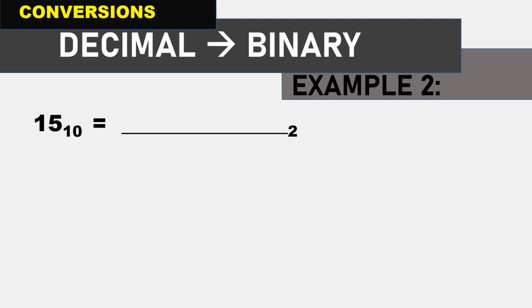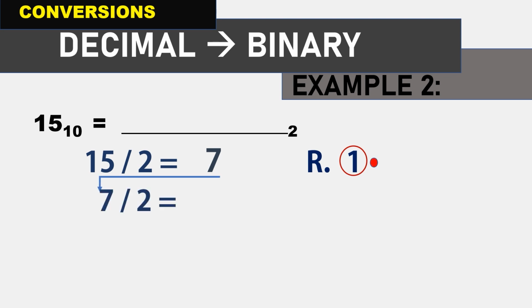So we have also here example number 2, which is 15 decimal to be converted to binary. So 15 divided by 2, we have 7. That is the first step. But 15 divided by 2 is not exact, so we will have a remainder, which is 1. Then I mark it red.